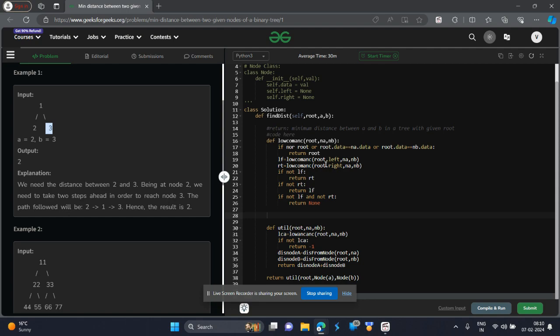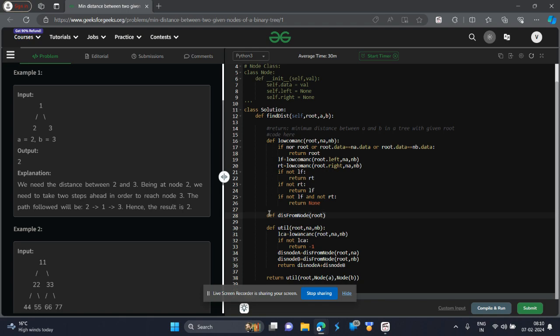Upward, and we have to find a place where the value of the current root is the same as node A's value, and the value of the current root is the same as node B's value. And at the end we have to find how to calculate this distance.